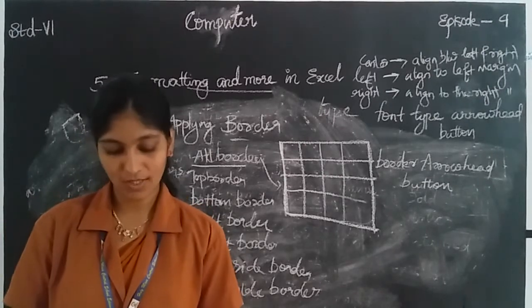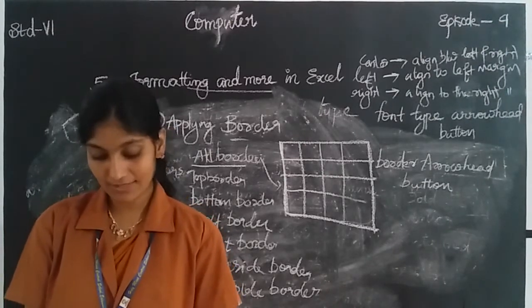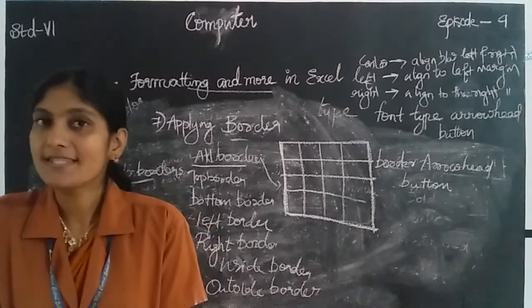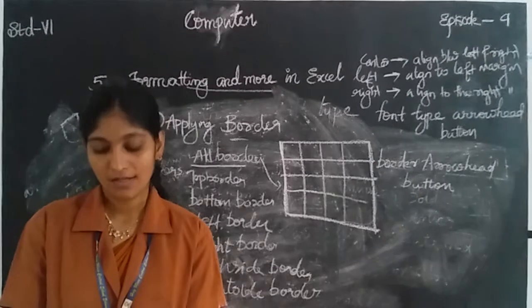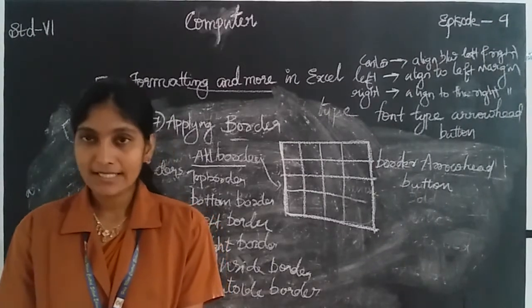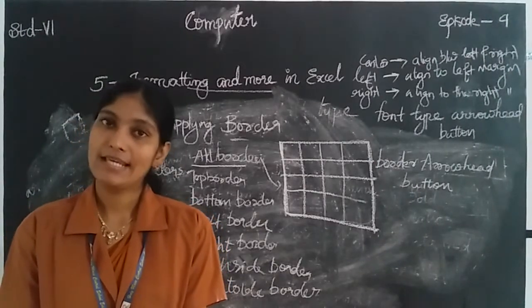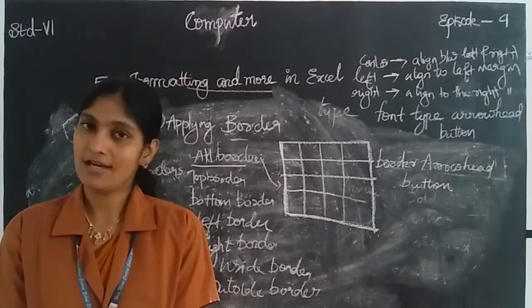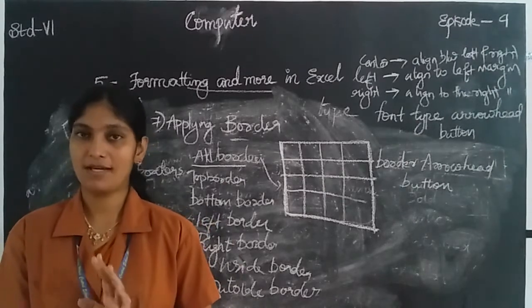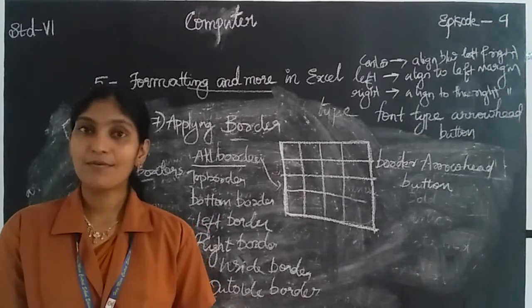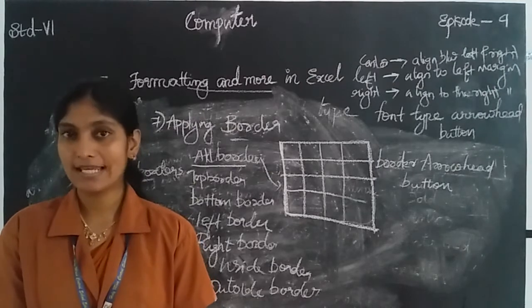So once again, what are the things we have discussed today? First one, formatting and more in Excel. So you can format the data to make the data look more beautiful and attractive. Formatting means to make data attractive. That is formatting. There are different ways to format data.